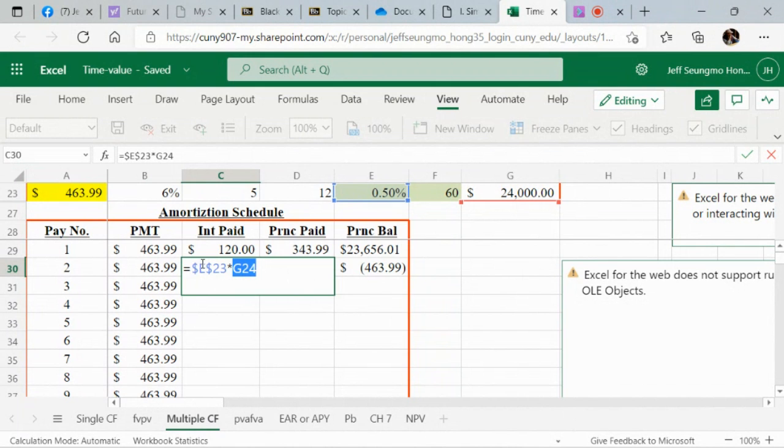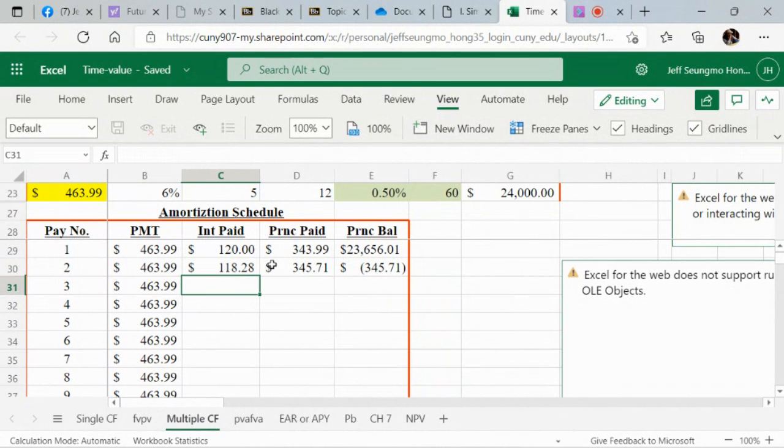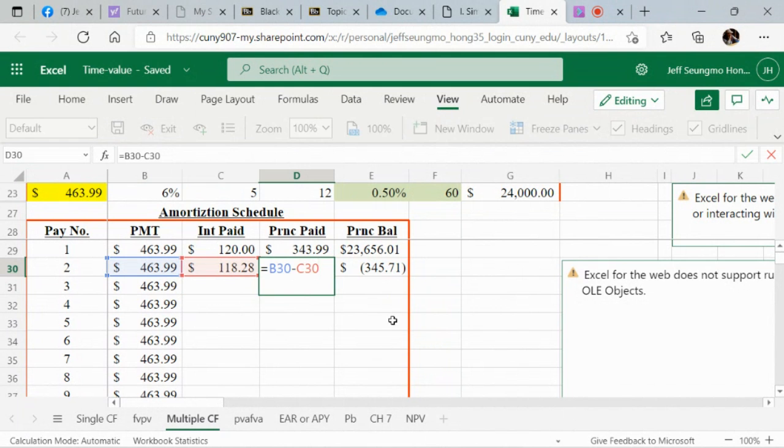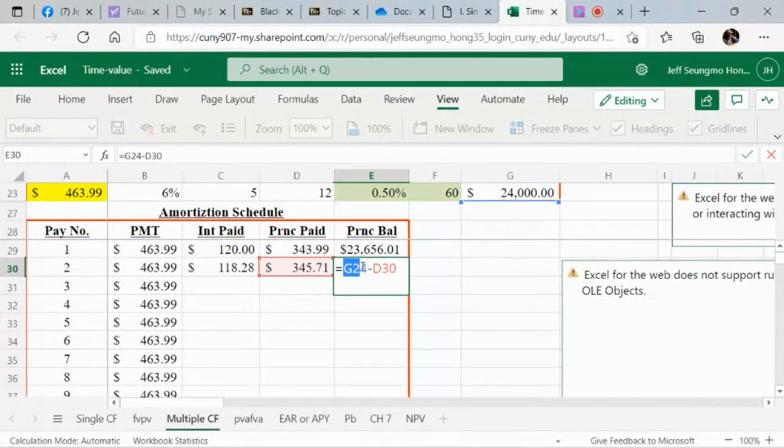In the second month, our interest should be the interest rate times the principal in the second month. And the principal in the second month is actually this one. It should be E29. Then you hit enter, and this is correct. It's the difference between the two. And the principal balance needs to be adjusted too, because it's not G24. It's going to be from E29, and you should subtract principal paid.